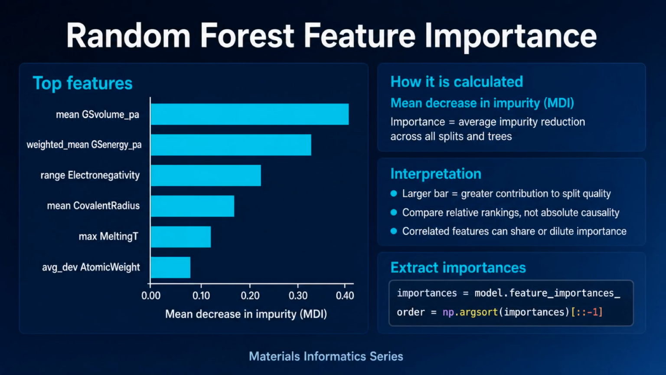Random forest provides feature importance as a byproduct of training. For each feature, it calculates the mean decrease in impurity, essentially how much prediction error is reduced when splitting on that feature. Extract importances using model.feature_importances_ and plot as a bar chart. Typically, electronegativity-related features, atomic radius statistics, and ionization energy rank high for formation energy prediction. This provides physically interpretable insights.